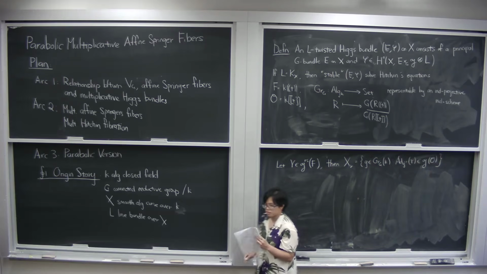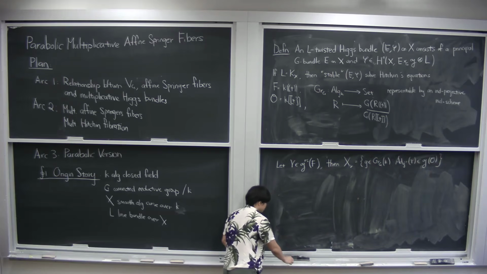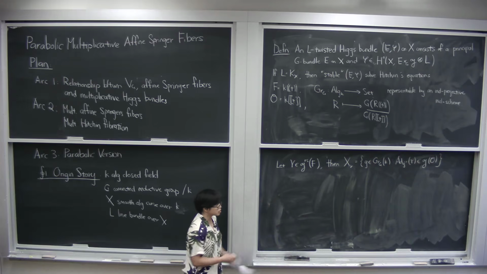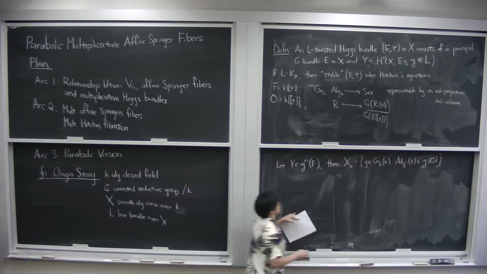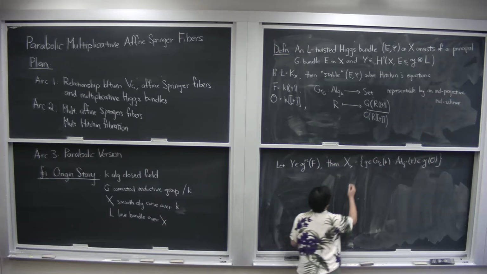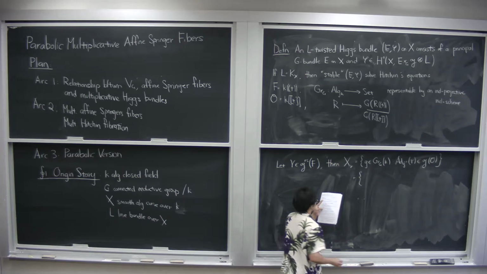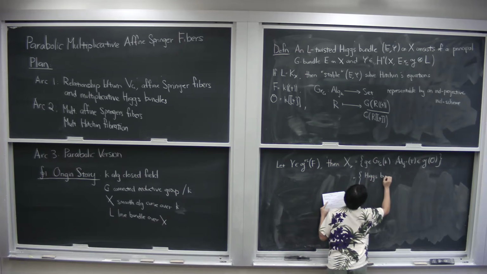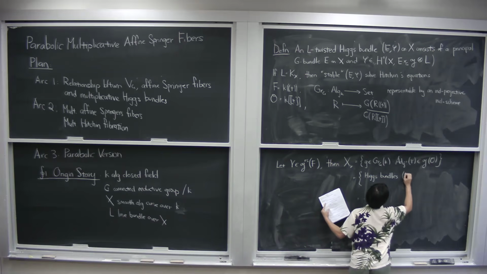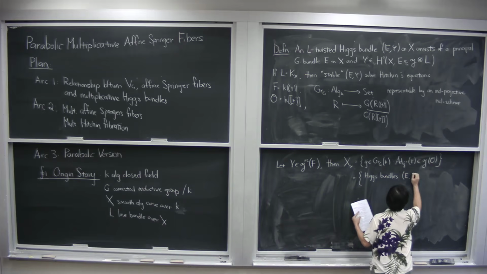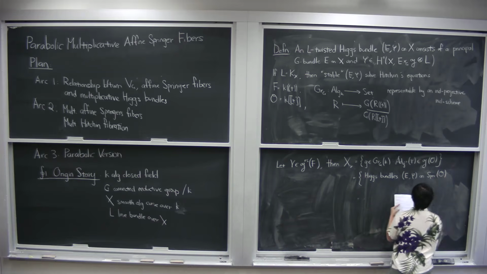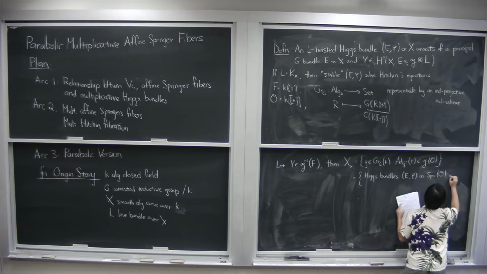Okay, affine Springer fibers. Now the affine Grassmannian has a nice interpretation as the moduli space of some bundles. And you can actually interpret the affine Springer fiber via Higgs bundles. So you can think of this as Higgs bundles (E, phi) on the formal disk, let's say Spec of O, with a trivialization over the punctured disk.